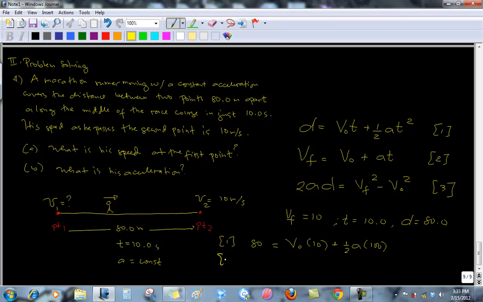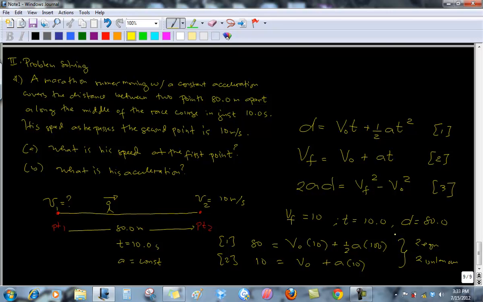Kung imong gamiton ang equation 2, V final, kabalo ka. Pila man ang V final? It's 10. V initial, wala ka kabalo. So, we can write that V0. A, wala ka kabalo sa A. Time, kabalo ka sa time, 10. So, using these two equations, duha ka equation, then two unknowns, which is V0 and A. Ma-solve na.